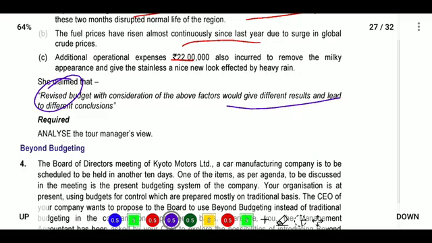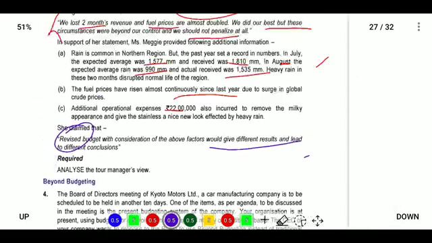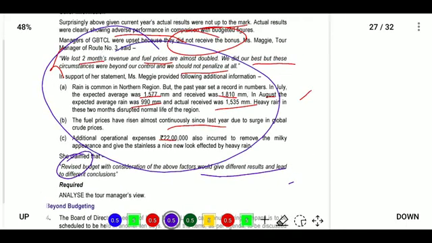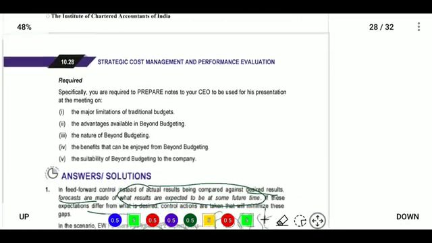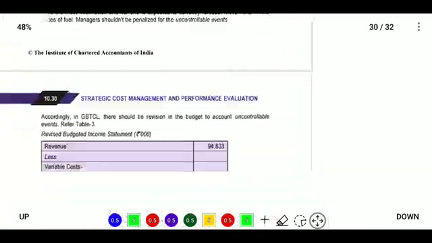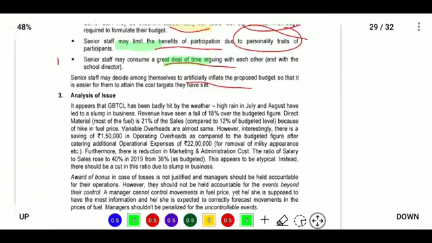Analyze the tour manager's view. Yes, the tour manager's view is correct. We will consider these items for 2 months. If we get the profit, then we will get the bonus. So we will calculate the revised budget. We will revise the budget. Next, question number 3.